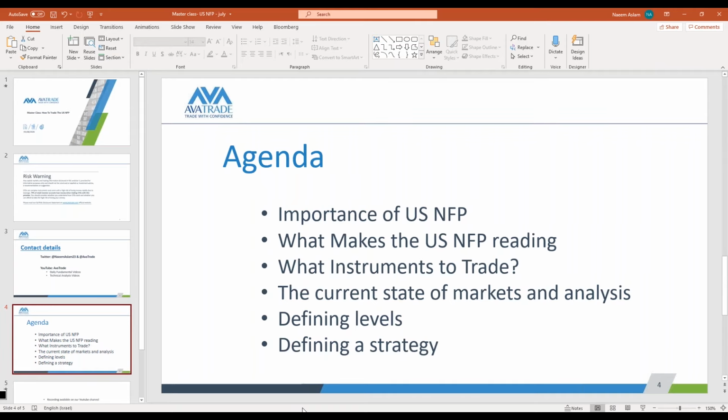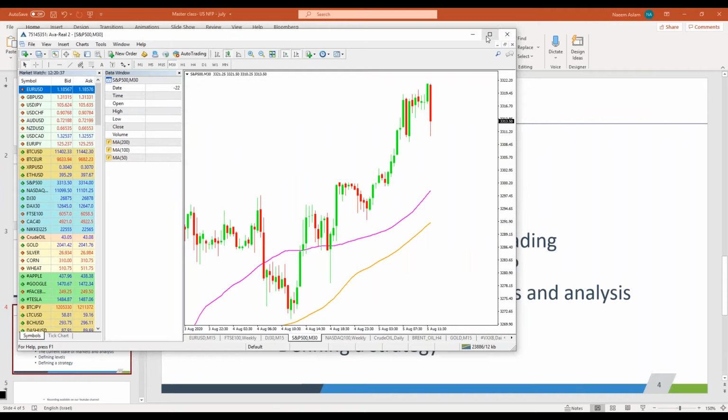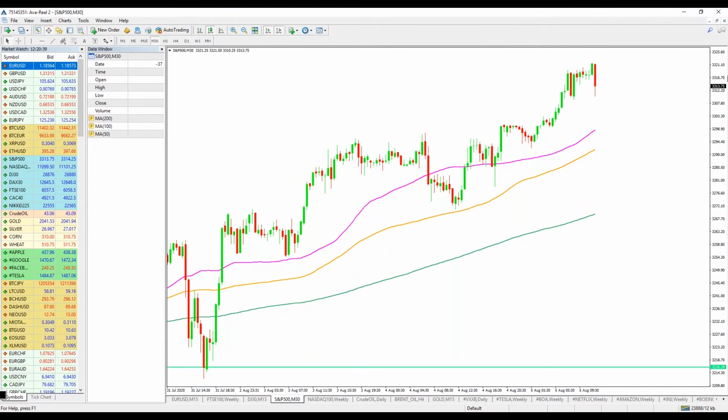So now let me bring out the MT4 platform, and then we will go through various different levels. But before we do that, I would also like to have a quick look at the questions, if anyone is asking any and if there are any important questions to answer.